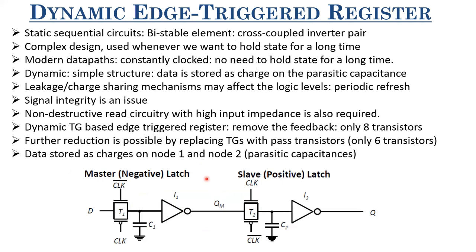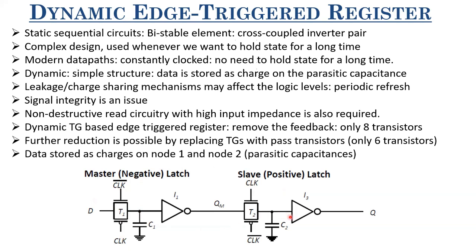Now let us see if it is working as a negative latch or a positive latch as we have written it. When the clock is negative, when clock is 0, this transmission gate is on and D is sampled to this parasitic node capacitance, which is C1. So this transmission gate is transparent when it is 0 and D gets passed to this node.